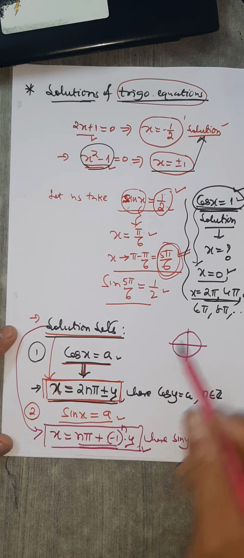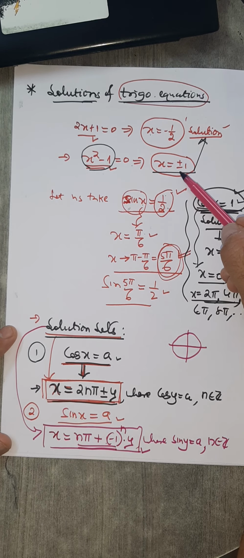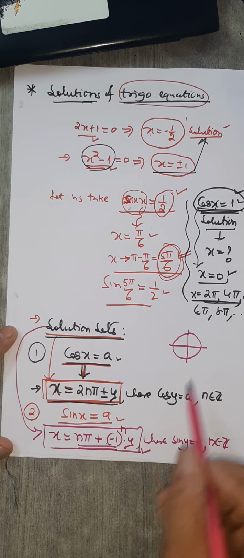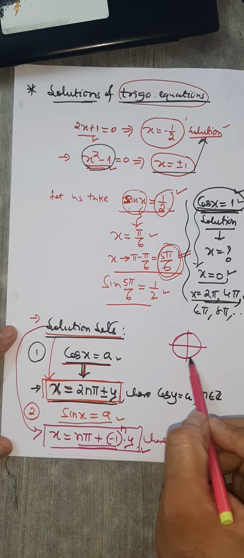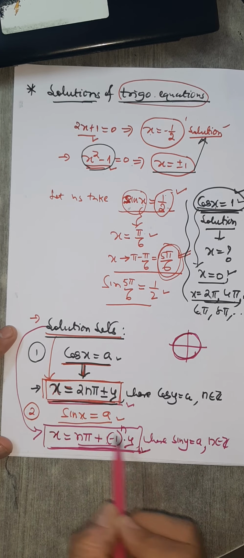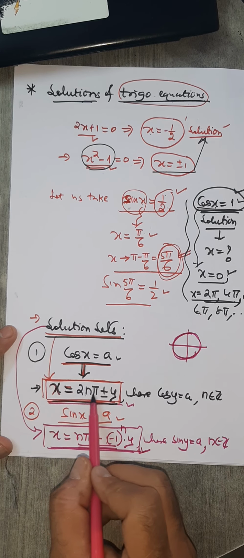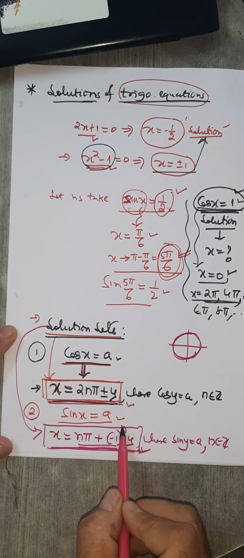This is not just one. Here you had just one solution, and these are the two solutions. But in trigonometric functions, here 0, 2 pi, 4 pi, 6 pi, 8 pi, because of the rotation around the unit circle, you have infinitely many solutions, remember. For cosine, 2n pi plus or minus y. For sine, n pi plus minus 1 raised to n.